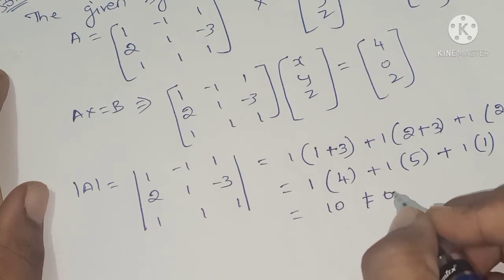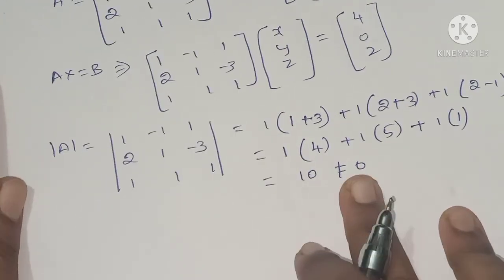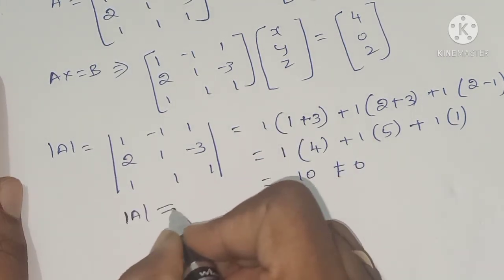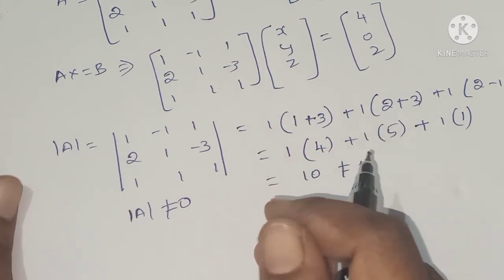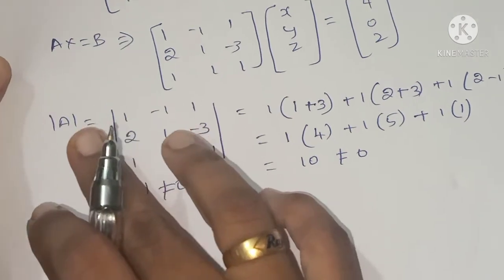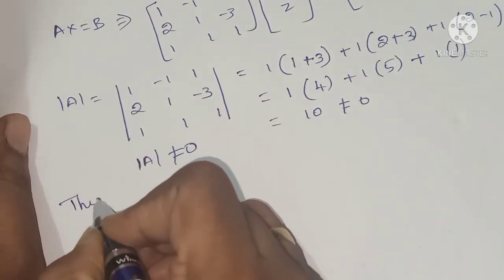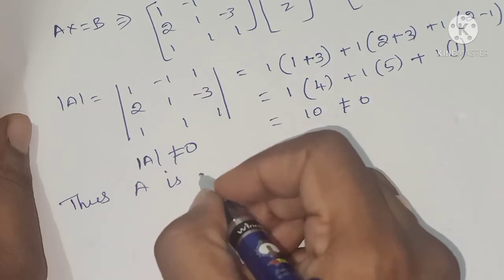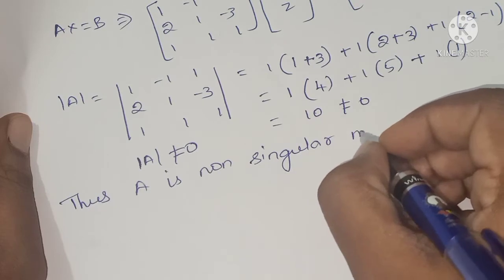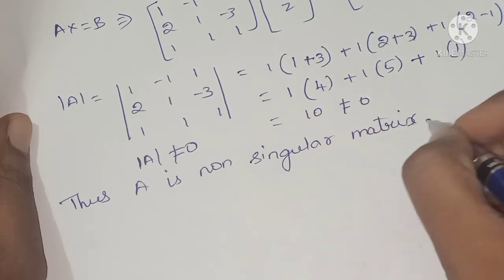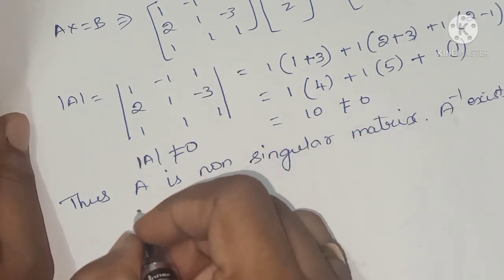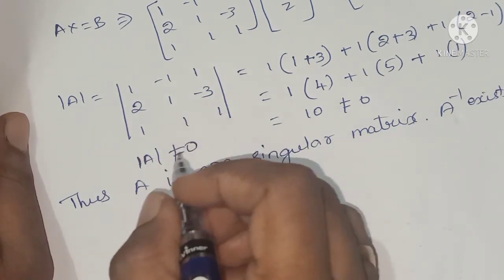So this 10 is not equal to 0. We found that determinant A is not equal to 0. Then what can we say about the matrix A? Matrix A will be a non-singular matrix. Thus A is a non-singular matrix and A inverse exists. So the given system is consistent with unique solution.